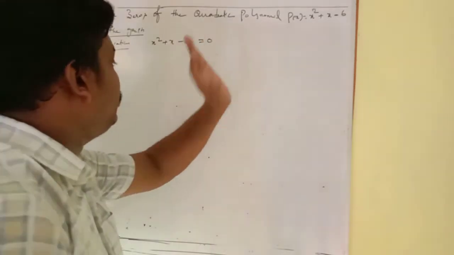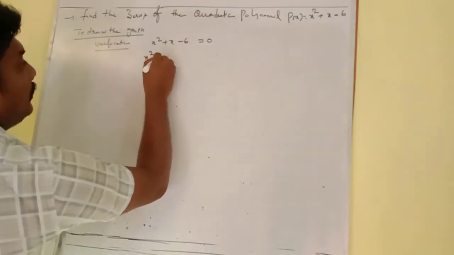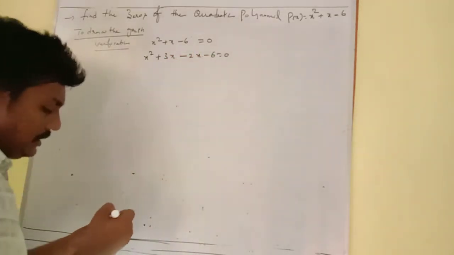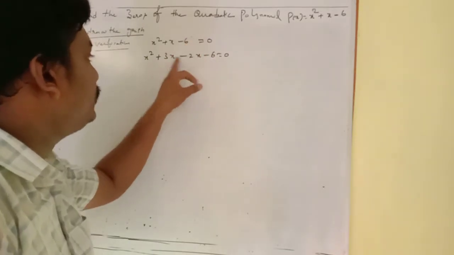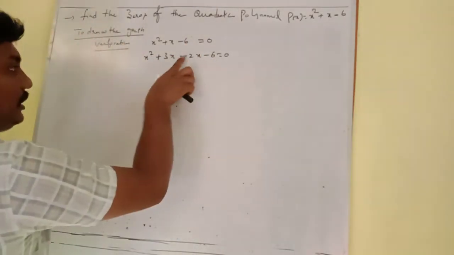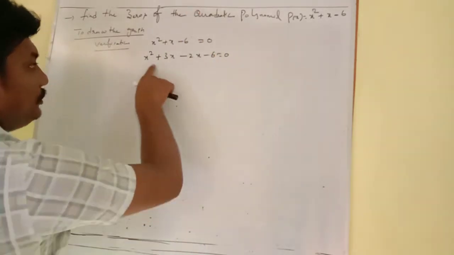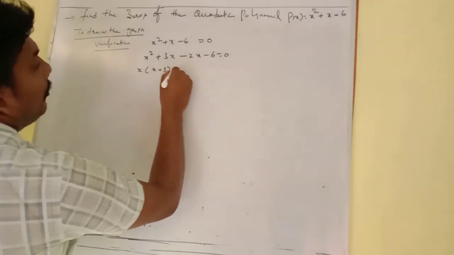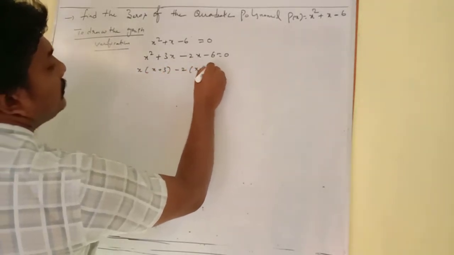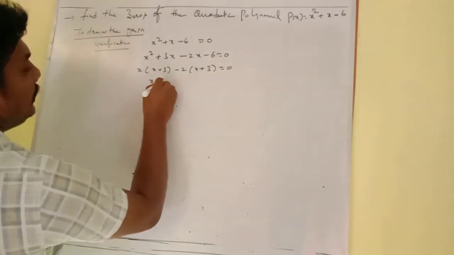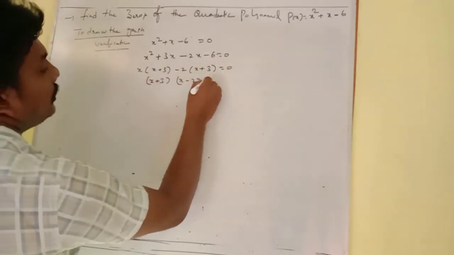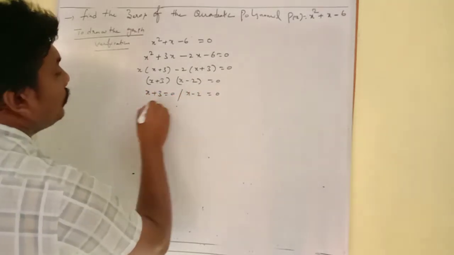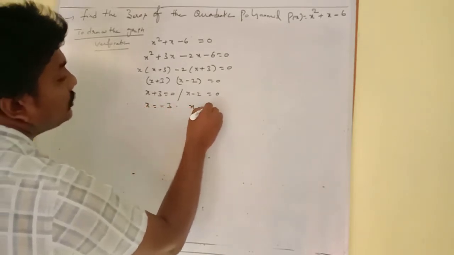So whenever it becomes 0, what happens? This x square can be written as x square plus 3x minus 2x minus 6 equals 0, because minus 6 can be split into 3 twos are 6. One is plus, another one is minus, then it becomes minus 6. Take x as common, this is x plus 3. Now take minus 2 as common, this is also x plus 3, that is equal to 0. Then take x plus 3 as common, this is x minus 2, that is equal to 0. Then x plus 3 is equal to 0, or x minus 2 equals 0. Then x is equal to minus 3 and x is equal to plus 2.